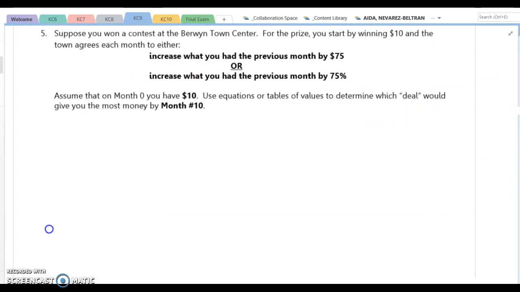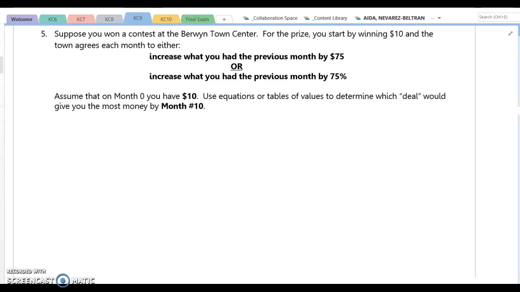All right, so number 5, suppose you won a contest at the Berwyn Town Center. For the prize, you start by winning $10, and the town agrees each month to either increase by $75 or increase by 75%. Assume that on month 0 you have $10. Use equations or tables of values to determine which deal would give you the most money by month 10. So first we're going to write the 2 equations, and then we're going to figure out how much it would be for month 10.